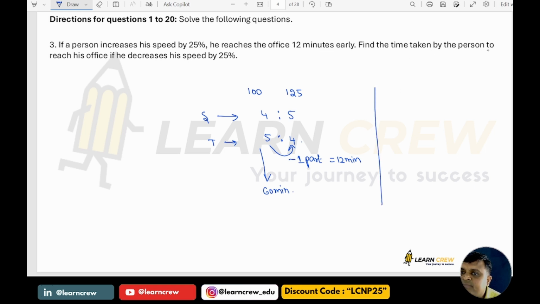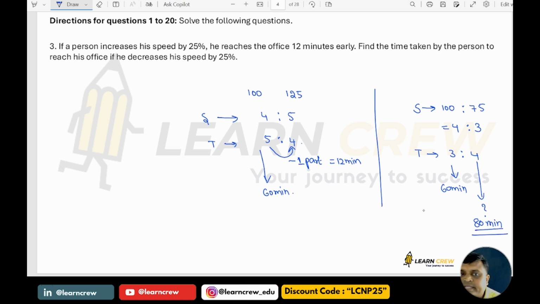Find the time taken by the person to reach the office if his speed is decreased by 25%. If 100 is the original speed, decreased by 25%, the ratio of the speed should be 4:3. Thereby times taken has to be in the ratio 3:4. And the actual time taken, 3 parts, is already obtained as 60 minutes. If 3 parts is 60, then 4 parts would be 80. So the answer is 80 minutes. I hope it is clear.